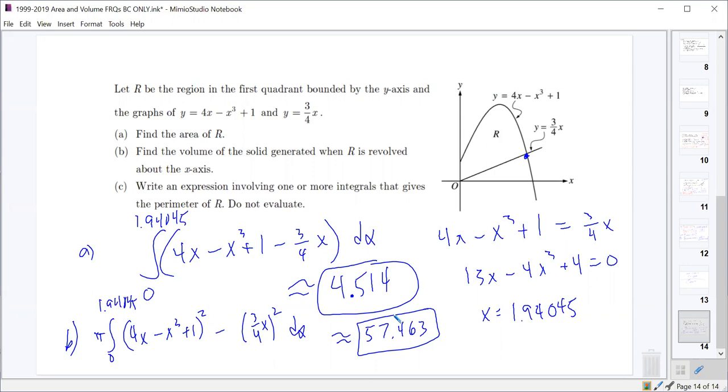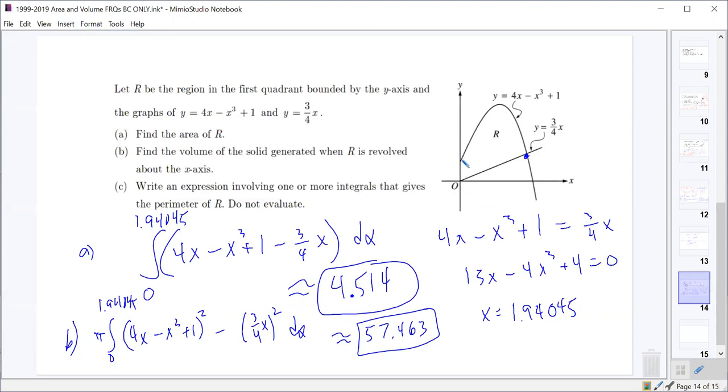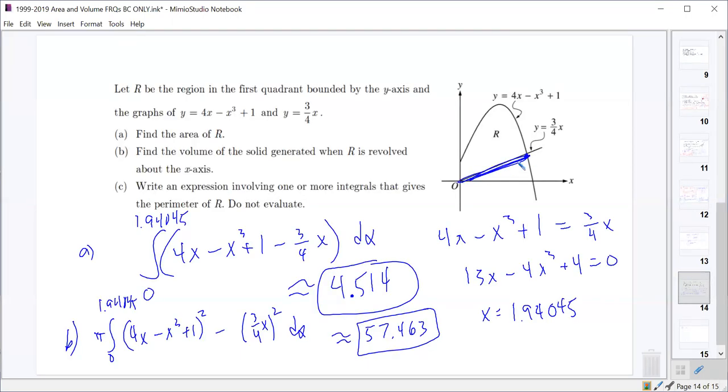All right, and then part C, it said you didn't need to evaluate it, but you're looking for the perimeter. So first off, this y-intercept here is 1, so there's 1 unit. And then the second part of it is this nice little linear piece here. Well, this is y equals 3/4 x. It goes over to x equals 1.94045, and they gave the y coordinate of that as 1.455. So that's just the distance formula between the origin and that point: 1.94045 squared plus 1.455 squared, all inside of the square root.